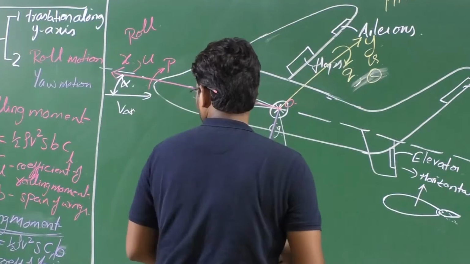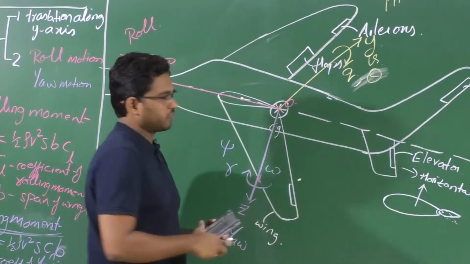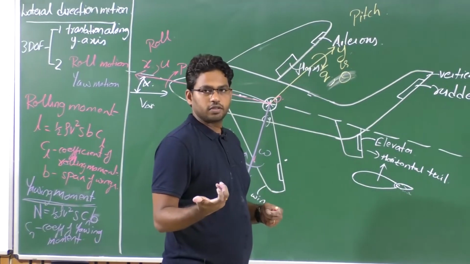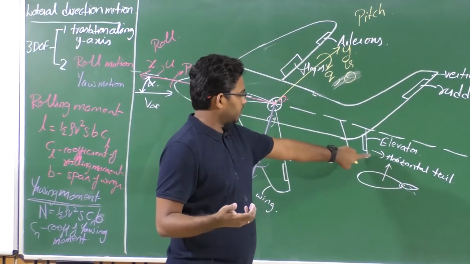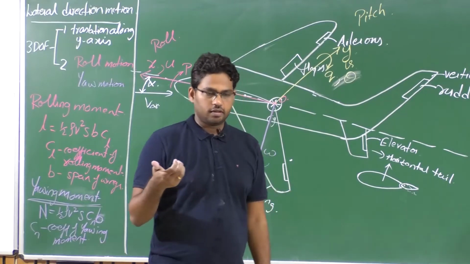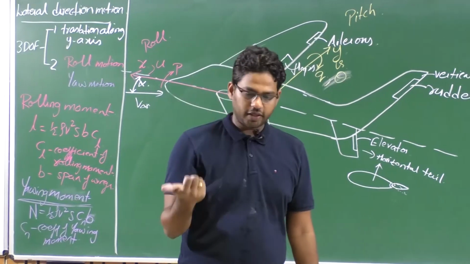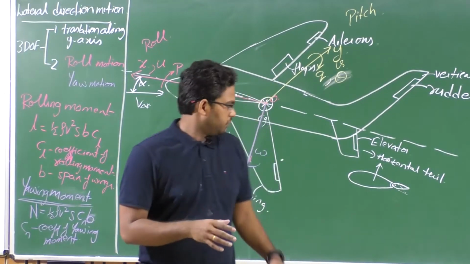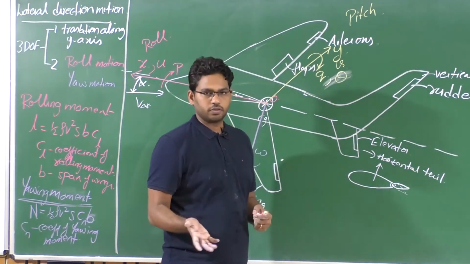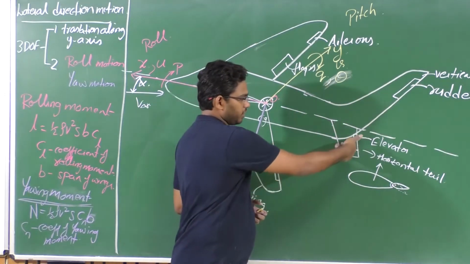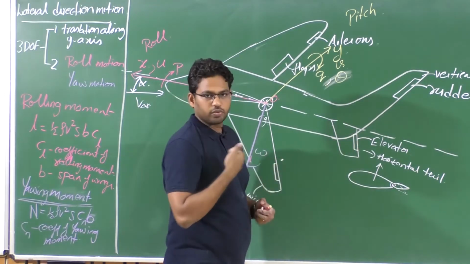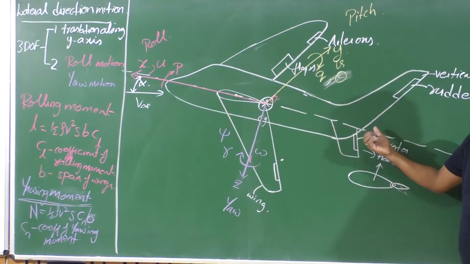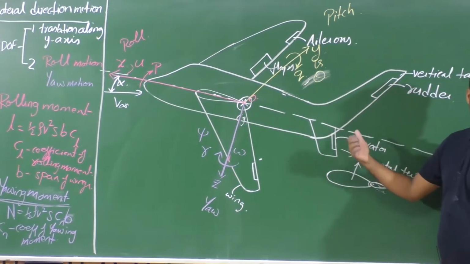Now what will be the positive control surface deflections? Let us say we deflect a control surface, and if that deflection produces a corresponding negative moment, then we consider that particular deflection as positive. For example, in the case of the elevator, stretch your thumb along the positive y-axis, and the curl of your fingers will give you the corresponding positive rotation here.